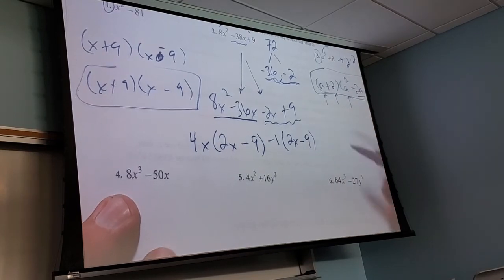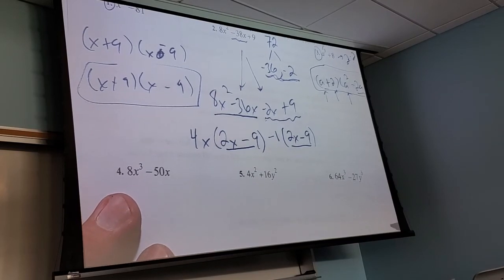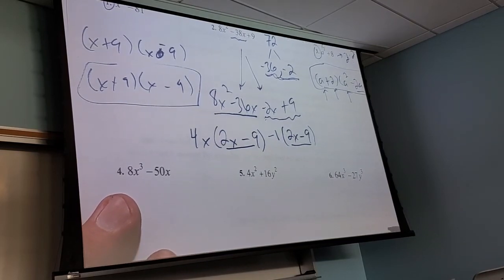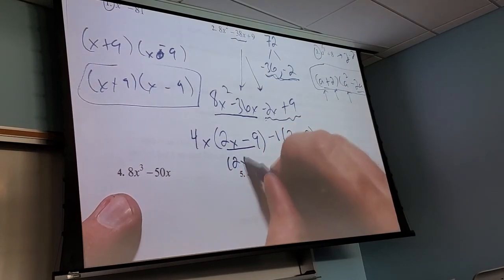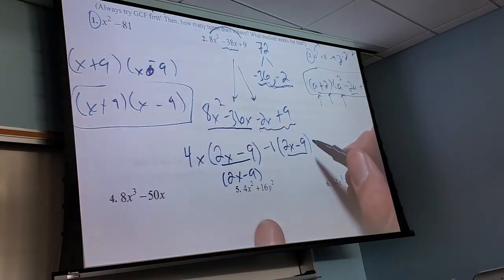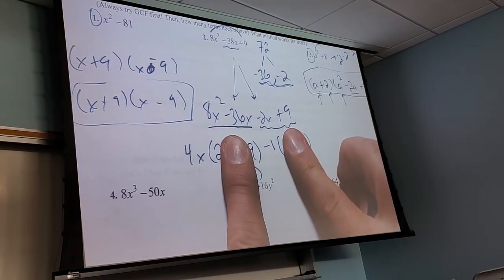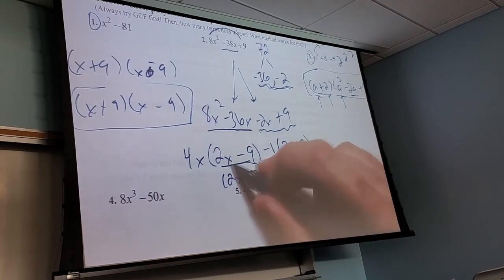And what tells me I'm on the right track? These are the same. So then the last step is, since those are the same, I can take them out, and if I take them out, I'm left with 4x minus 1. Kabam.